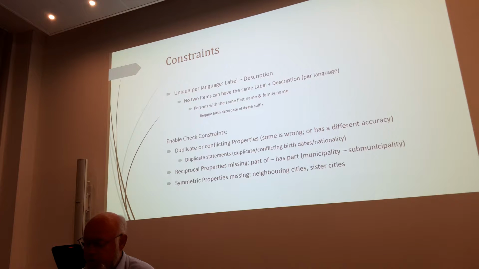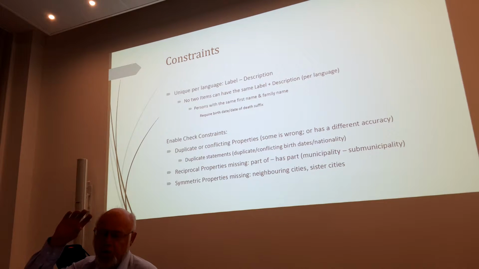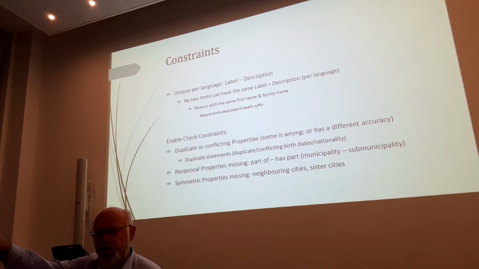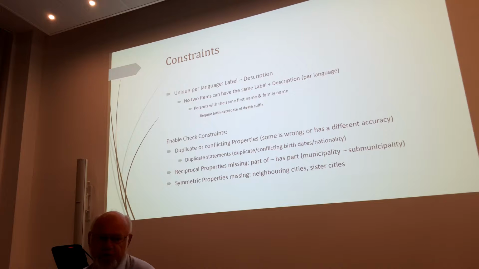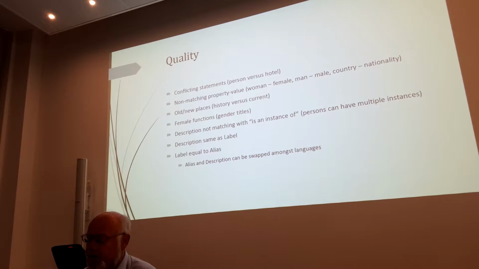Reciprocal properties or symmetric properties. If you have two communes being neighboring communes or neighboring cities, if city A is neighbor of city B, city B should be neighbor of city A. So this is also easily detected. Being part of or has parts the same way. Then quality. Okay.